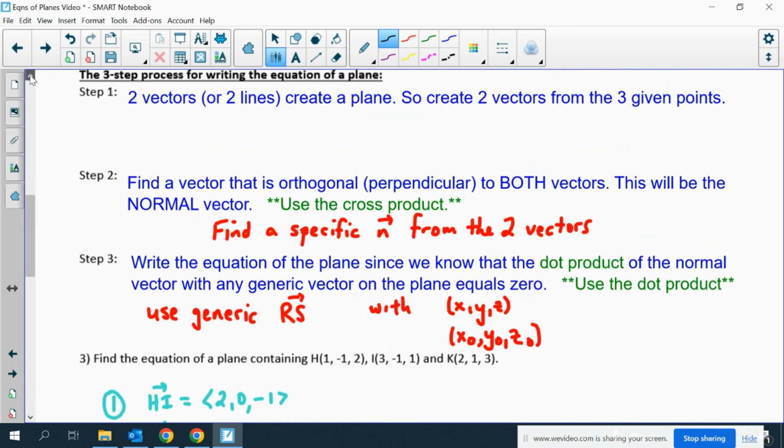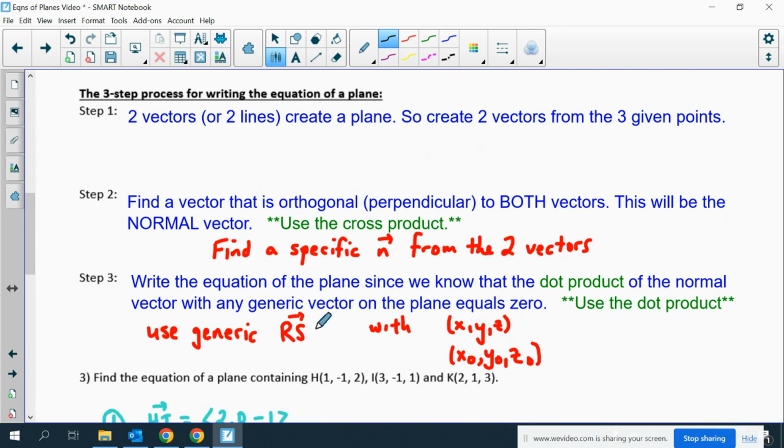And then step 3, we find some generic vector that we know is on the plane with any point that makes it work. And then we dot that with this normal vector we got in step 2 and set it equal to 0. So we're going to have a generic vector with some point that we know on the plane, some generic xyz that will give us all the other points on the plane if we plug stuff in to make it work. Then we dot this and set it equal to 0.